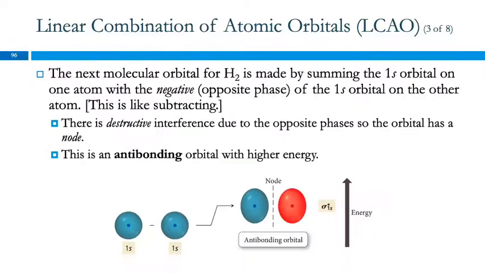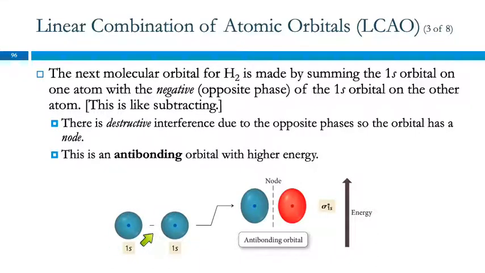We can also combine these in a negative way, a destructive interference. It's like subtracting. It's adding a negative. These orbitals have phases because they're waves, and waves have phases, right? And so if we add the negative phase to the positive phase, that's the same as subtracting the two.